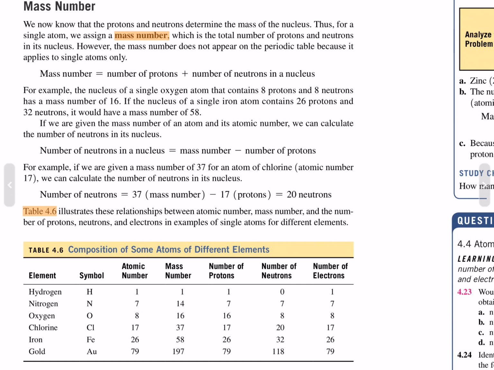In the same way, we determine that a carbon atom with atomic number 6 has 6 protons. Every carbon atom has 6 protons, and any atom with 6 protons is carbon. Every copper atom with atomic number 29 has 29 protons, and any atom with 29 protons is copper.